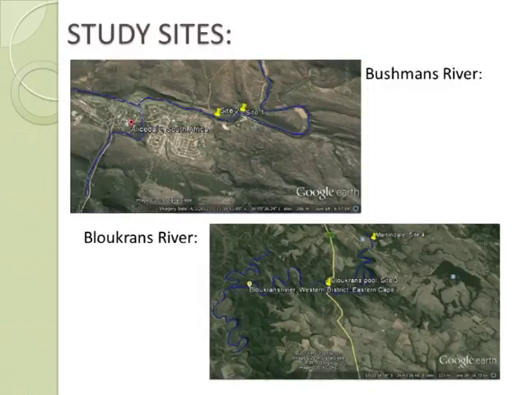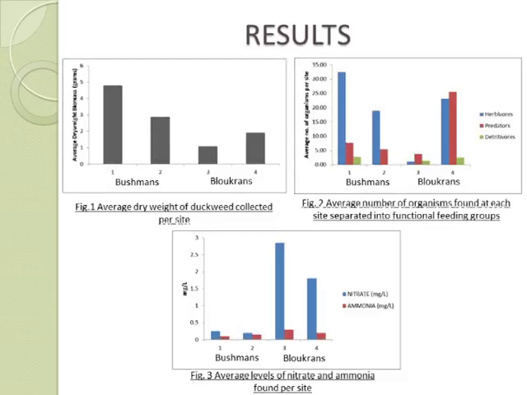So the study sites I've been looking at were 2 sites on the Bushmans River as well as 2 sites on the Bloukrans River. I've been sampling since January, well since February, so I have some sort of data to show you what has actually been happening.